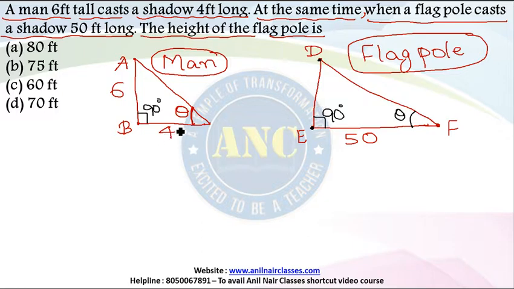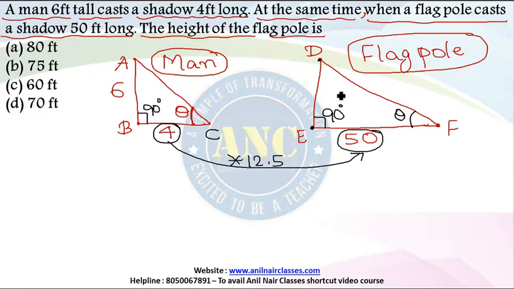Simple logic, sir. According to the man, this particular value BC is 4. That means the shadow is 4. According to the flagpole, it is 50. 4 is becoming 50. 4 into which number is 50? 4 into 12.5 is 50. They are asking DE value. According to the man, AB value is 6. This 6 also multiplied by 12.5. 6 into 12.5. 12 into 6 is 72. 0.5 into 6 is 3. It is 75 meters or 75 feet. Answer for this question is 75 feet.